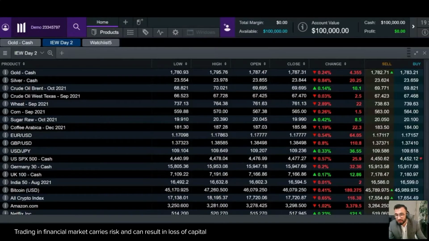45,000. So yesterday the lowest was 45, the highest was 48. So it remained between those, 46,000. It was not 40,000 yesterday. So today, if you see, the lowest it has gone is 45,170. The highest it has gone is 47,260. And right now it is again 46,000.